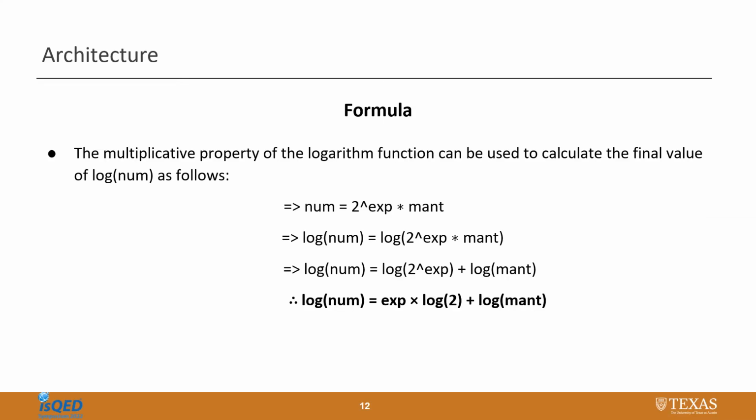The formula that we use to calculate the logarithm of a number is shown here. A floating point number consists of three fields: the sign, the exponent, and the mantissa. Since the logarithm function is only defined for positive numbers, the sign bit can be ignored. We use the multiplicative property of logarithm to simplify this equation. This equation is used to compute the floating point logarithm function. A lookup table method is used to evaluate the terms, the left term and the right term in hardware.